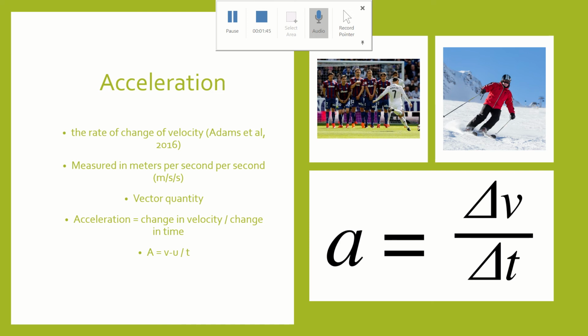Another example is in skiing. A skier's velocity changes from 7.5 meters per second to 10.2 meters per second in 3 seconds. To find its acceleration, you first need to find the change in velocity by doing final velocity minus initial velocity. 10.2 minus 7.5 is 2.7 meters per second. Then you would do change in velocity over time. 2.7 divided by 3 is 0.9. Therefore, the skier's acceleration is 0.9 meters per second per second.